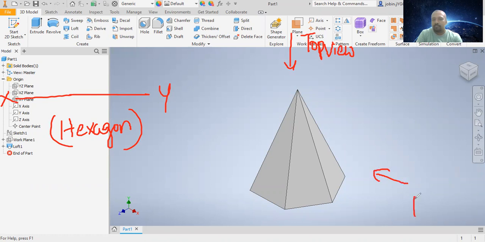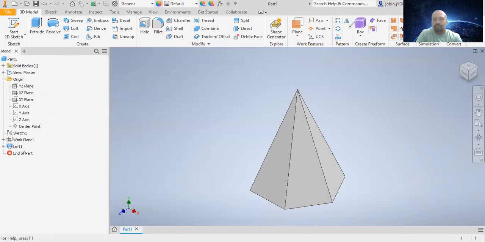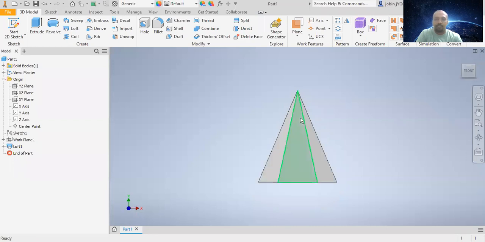And what is the front view? So this is the front view direction. Front view will be a triangle. Okay, I will show the front. Here you can see this is the front view. Front view is like a triangle.